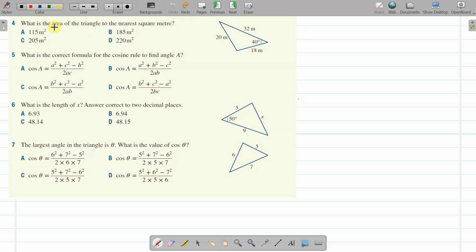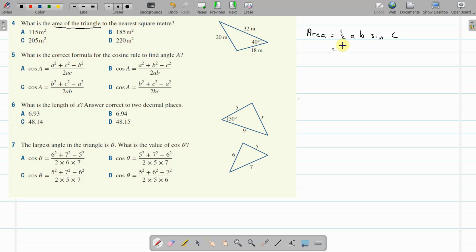So question 4, the area of the triangle. Okay, so this is the formula: half AB sine of C. So we need two side lengths and an angle. We have to use this formula because there's no vertical height anywhere to be seen. That's the traditional area of a triangle, half the base times the vertical height. But this one, we're going to use the trigonometry one.